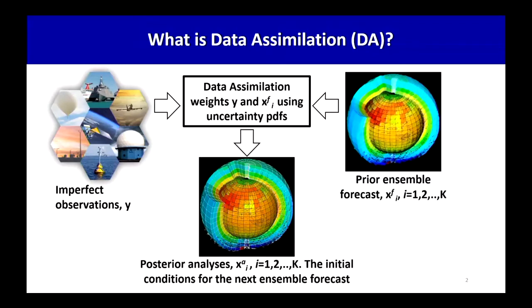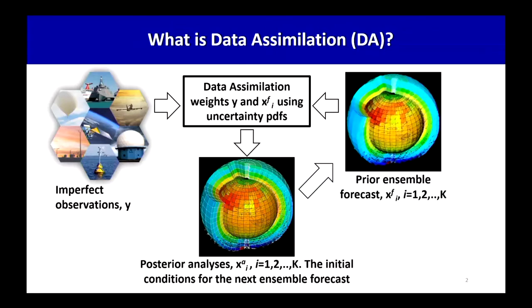In the atmosphere for global weather forecasts, most centres perform this operation every 6 hours. So every 6 hours they take a prior ensemble forecast, they combine that with observations, and they produce an ensemble of analyses. And then from that ensemble of analyses, they make an ensemble forecast, which creates a new ensemble forecast. So this new ensemble forecast is informed by the observations we took here.